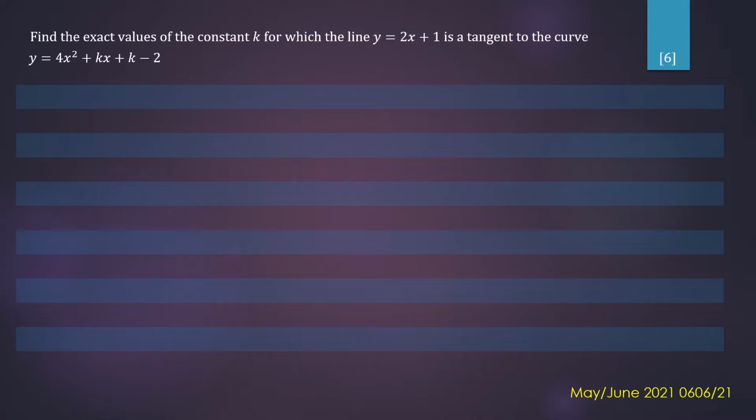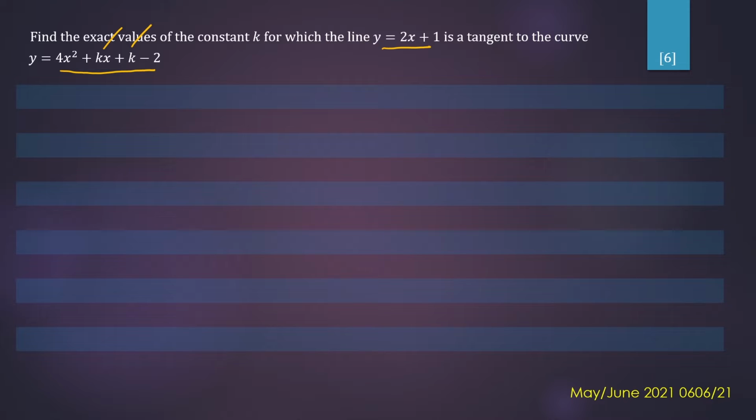Welcome back, everyone. In this question, we want to find the exact values of the constant k for which the line y equals 2x plus 1 is a tangent to the curve y equals 4x squared plus kx plus k minus 2. These kinds of intersection problems are very common. We have a straight line intersecting a curve, and we want to know what values of k will make this line a tangent to the curve.